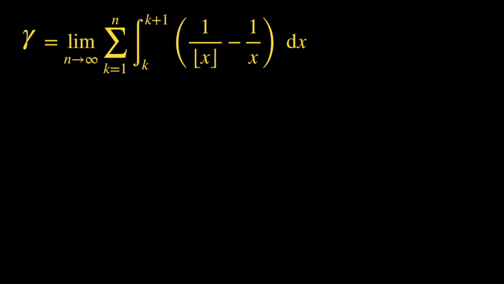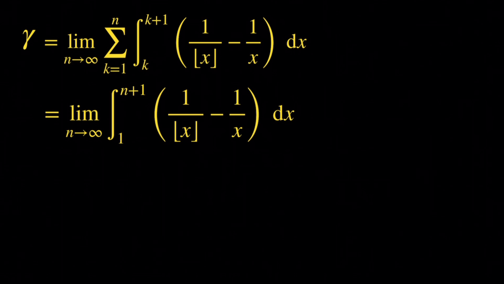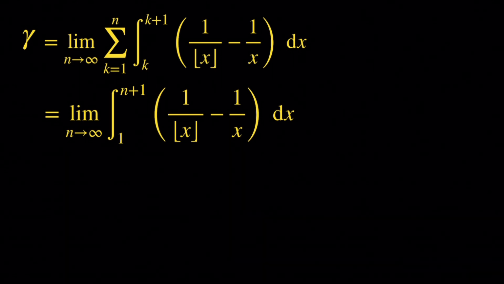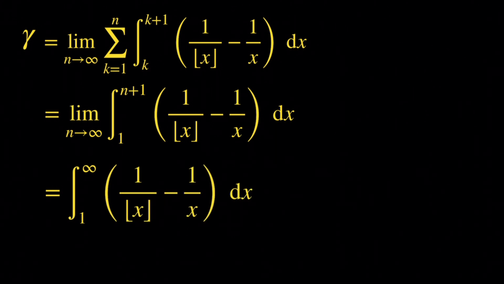Now, because we have a sum of integrals on intervals that touch at a single point, we can write this as a single integral from 1 to n plus 1 of 1 over floor of x minus 1 over x dx. Now, if we take the limit, we obtain an improper integral, so the integral from 1 to infinity of 1 over floor of x minus 1 over x dx. And this is a very simple representation of gamma as an integral.